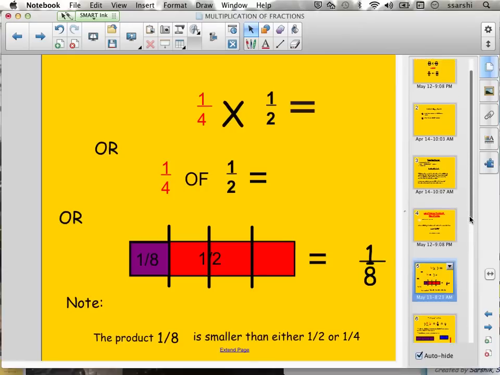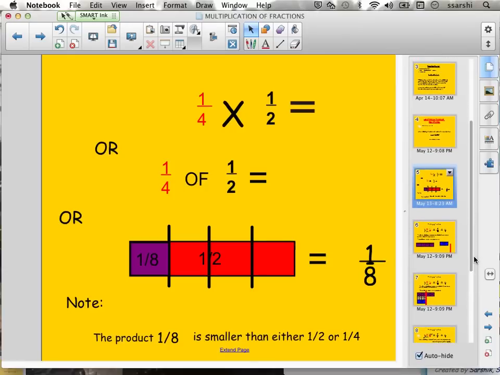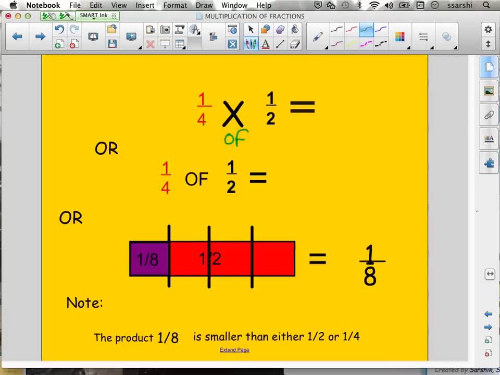So in this example, the question is 1/4 times a half. So I'm asking, what is 1/4 of 1/2? You can see that I have a half piece here. I'm looking to divide it into 4 equal pieces, divide it in fourths, and I can see one of those fourths, pictorially, is equal to 1/8. So the product of 1/4 times 1/2 is 1/8.